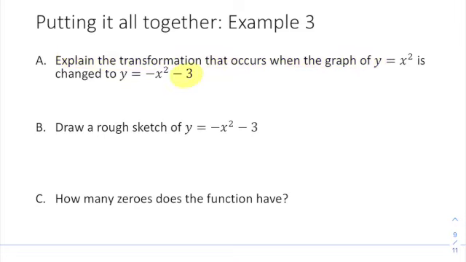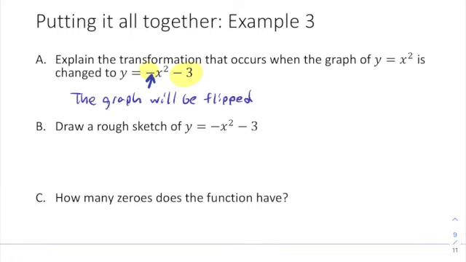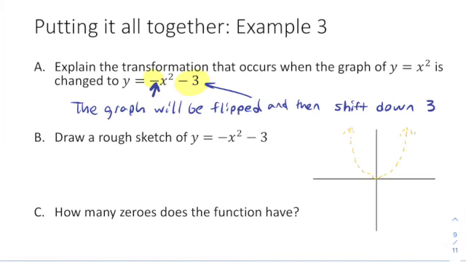We see this -3, which means the graph is shifting down 3. And we see this negative sign in front of x squared, which says the graph is flipping over. We always start with the scalar first when we're doing the transformation. So we're going to say first that the graph will be flipped, and then that the graph will shift down 3 units.